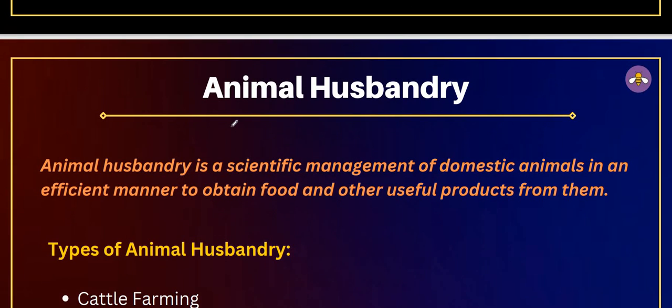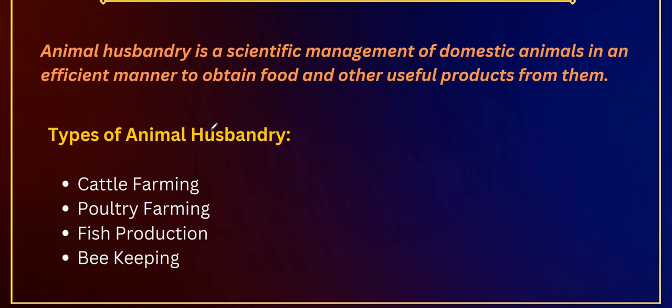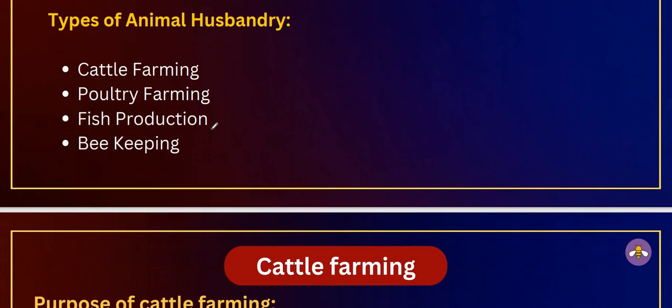Animal husbandry, the last topic. Animal husbandry means scientific management of domestic animals in an efficient manner to obtain food and other useful products from them. For example, cattle farming, poultry farming, fish production, pisciculture, then apiculture, beekeeping and all.